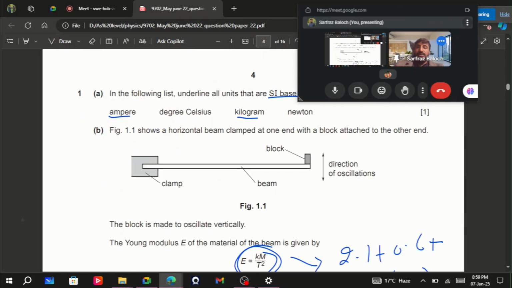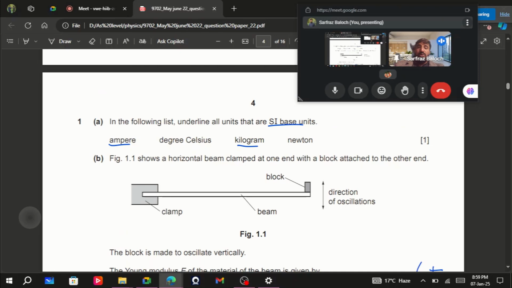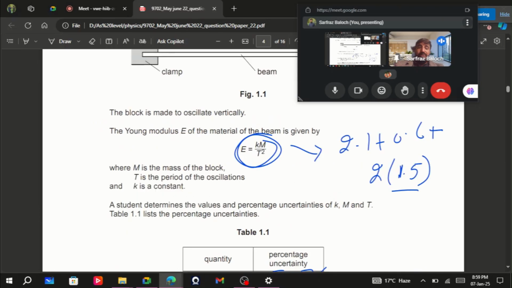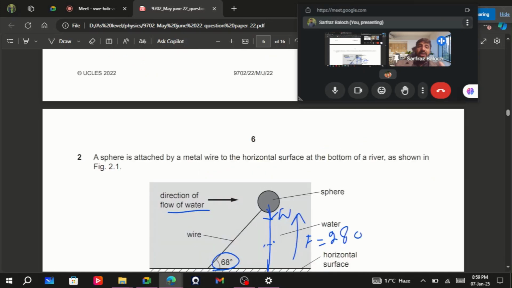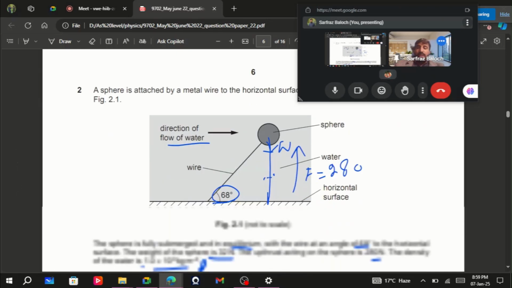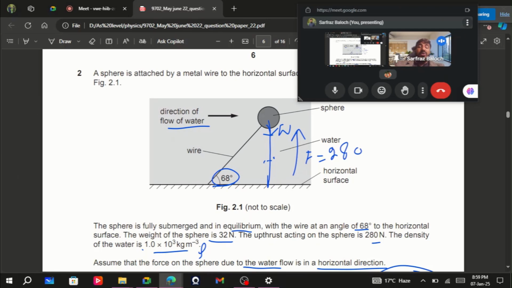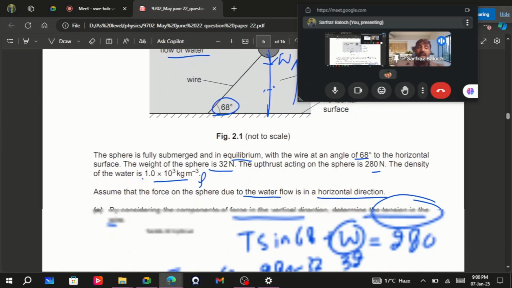So this is about base units, derived units, and next is about percentage uncertainties and absolute uncertainty. So until now I think you have got much experience of which type of paper questions are repeating in your exam. Okay, so here is again about weight, force, and upthrust.